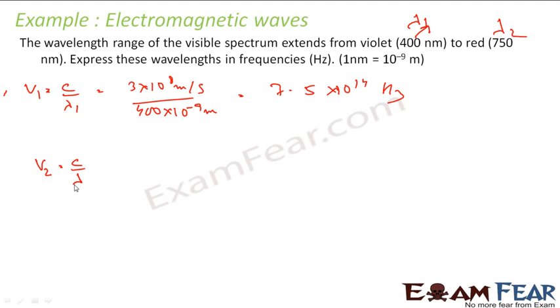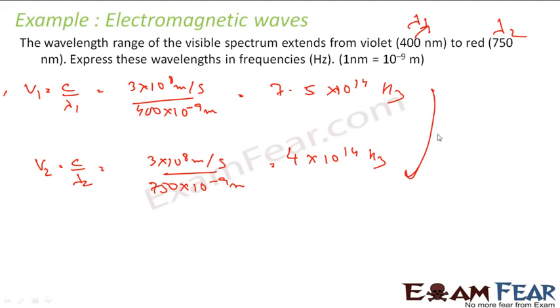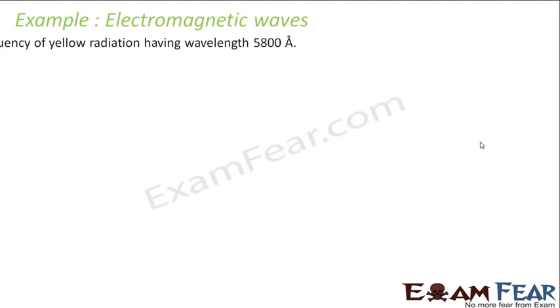Similarly, frequency 2 is nothing but c by lambda 2. c is 3 into 10 to the power 8 meter per second. Lambda 2 is 750 nanometer, which is nothing but 750 into 10 to the power minus 9 meter. You solve this, you get 4 into 10 to the power 14 hertz. So the frequency ranges from this to this, and that is my answer.